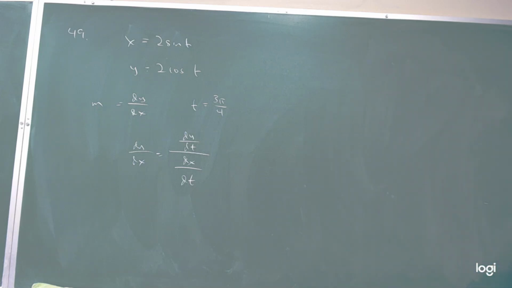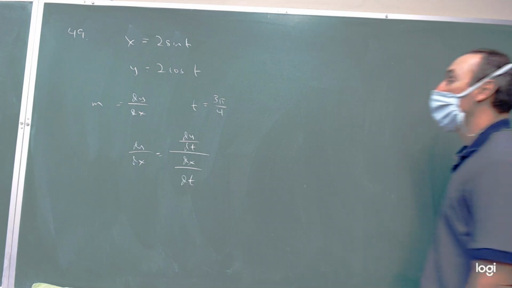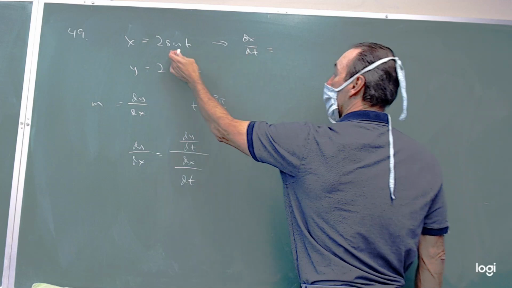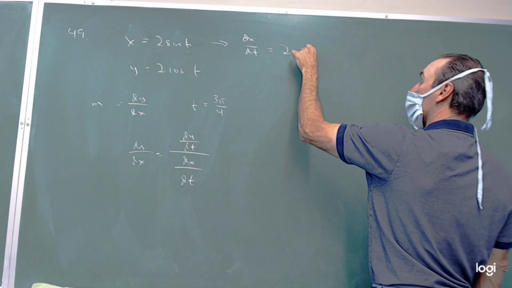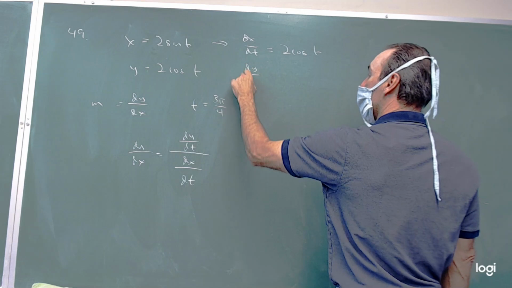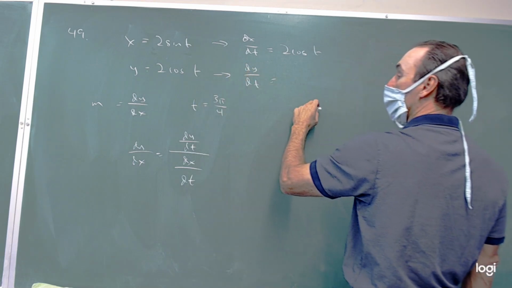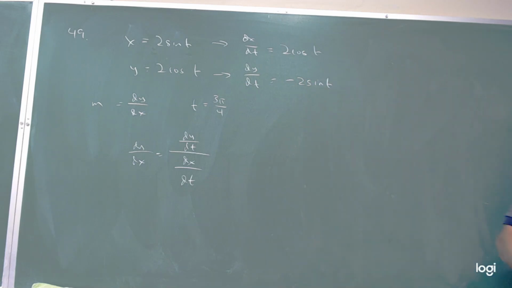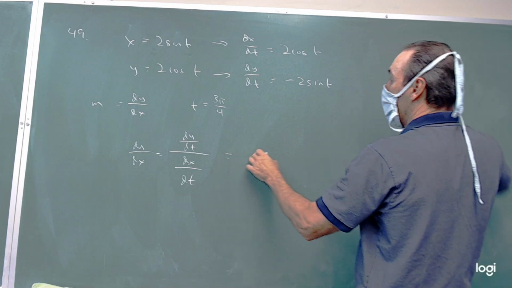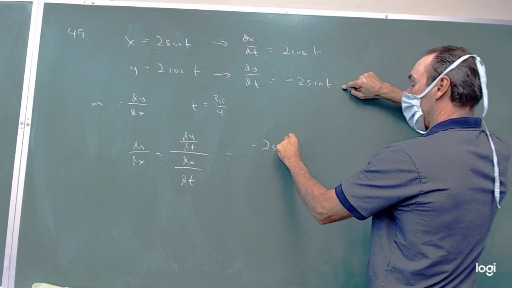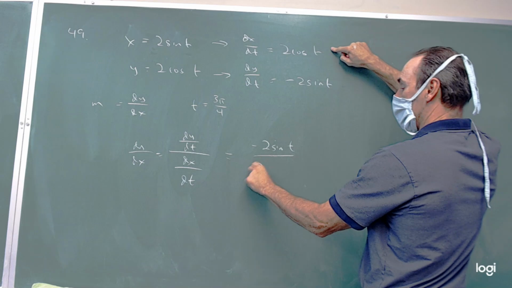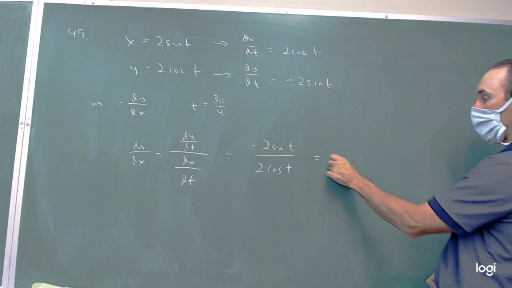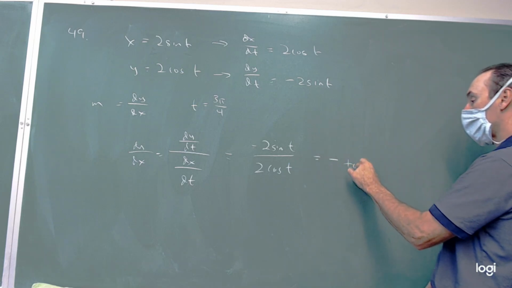Does that seem reasonable? Yes. So let's see, dx/dt, we're going to just differentiate that. So that would be 2 cosine t. The dy/dt is going to be negative 2 sine t, does that sound right? So the dy/dt, negative 2 sine t, over dx/dt, the 2 cosine t. And we cancel the 2's, keep the negative, and sine over cosine.